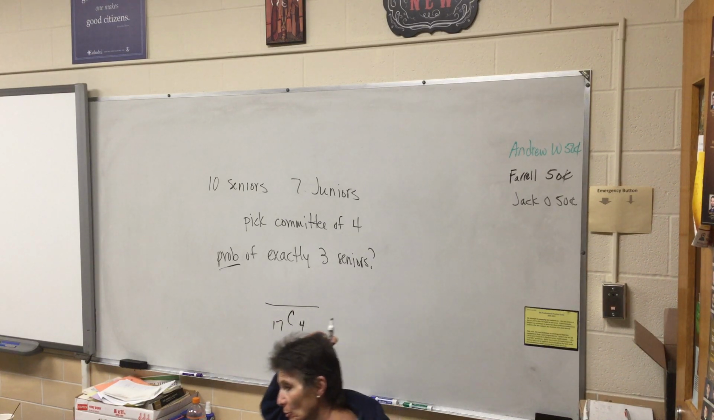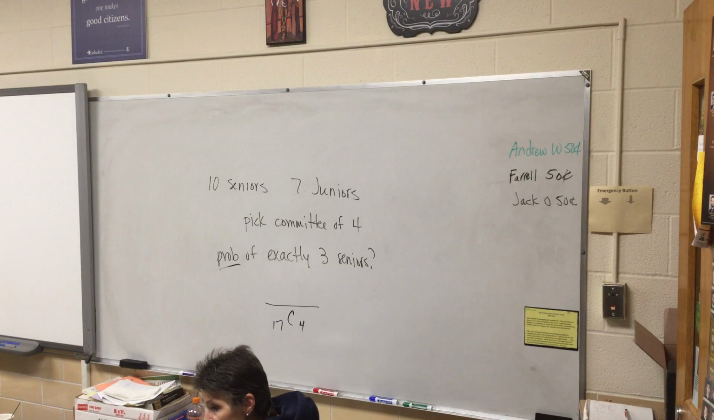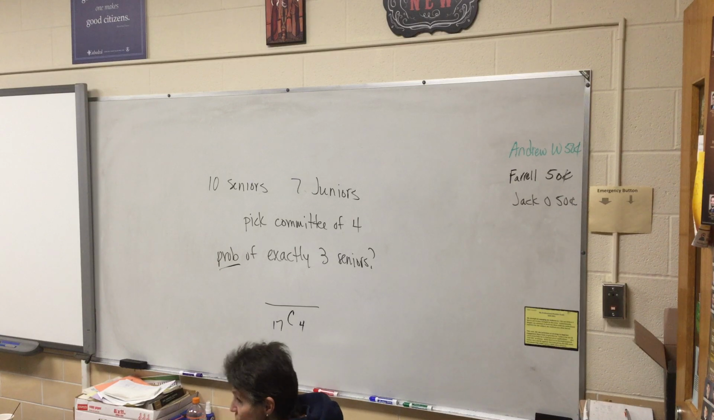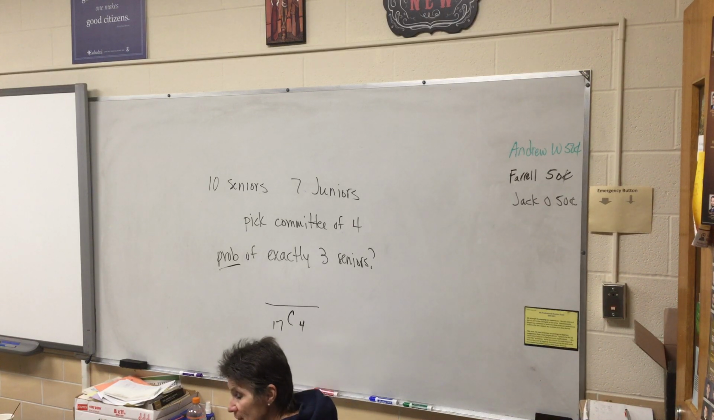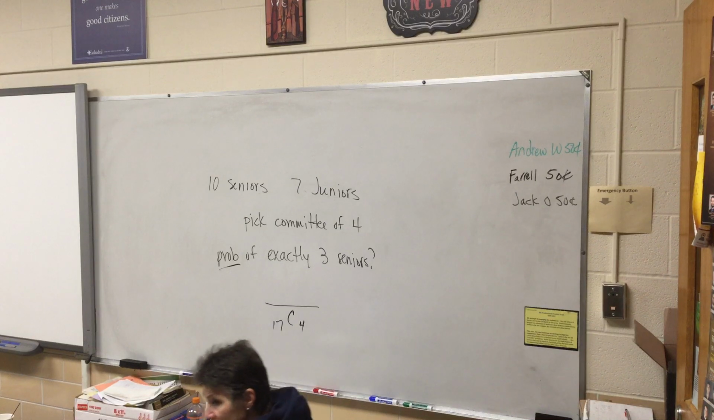Now, let's all make sure we're clear on that. The denominator is the total. How many total people are there in the problem? 17. How many total people am I picking? 4. So the denominator is 17C4. Now, the numerator is what I want, which is exactly 3 seniors. Anybody want to take a stab at that?